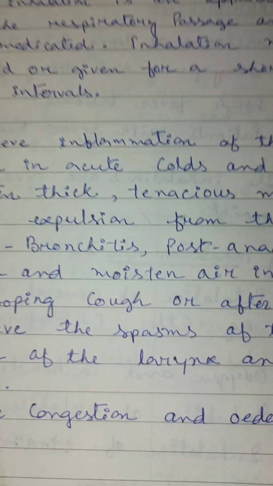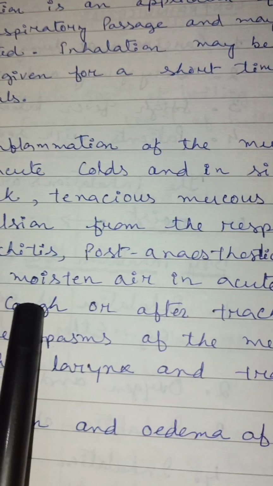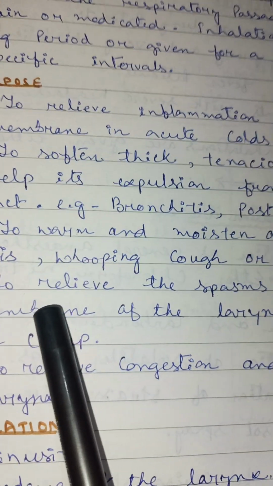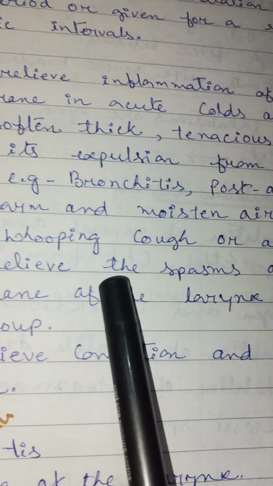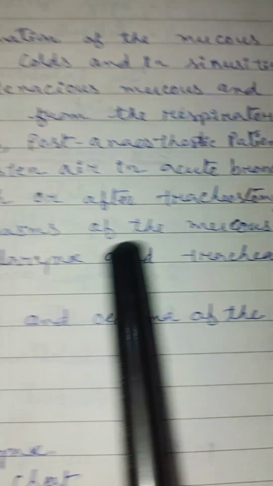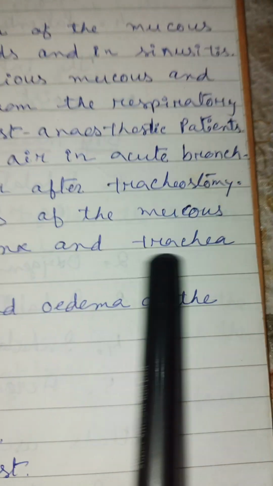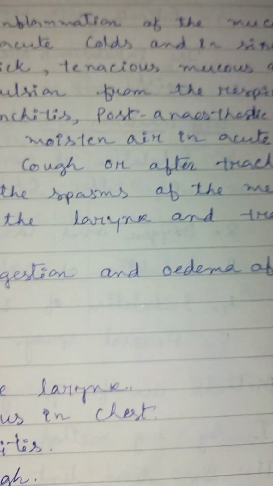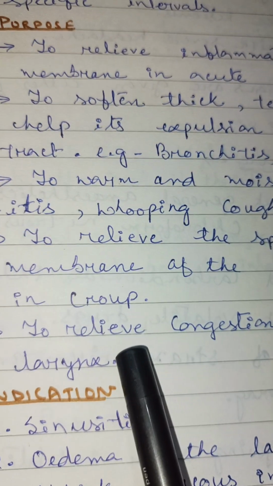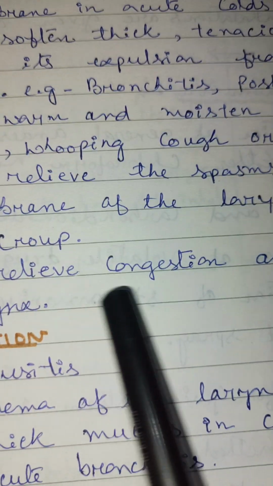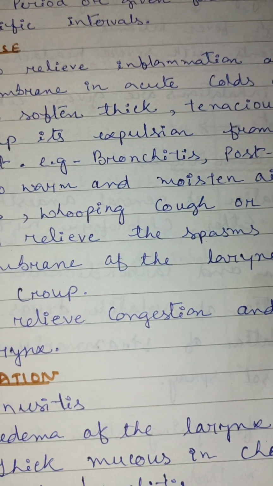Then number three, to warm and moisten air in acute bronchitis, whooping cough or after tracheostomy. Then next purpose, to relieve the spasms of the mucous membrane of the larynx and trachea in croup. Then last purpose, to relieve congestion and edema of the larynx. These are the purposes of steam inhalation.